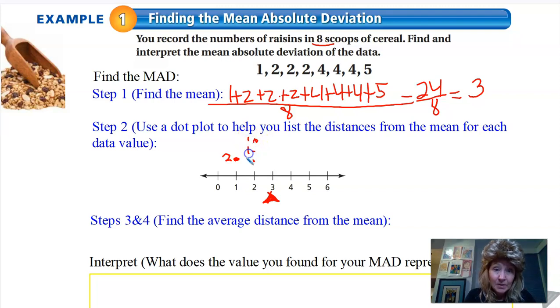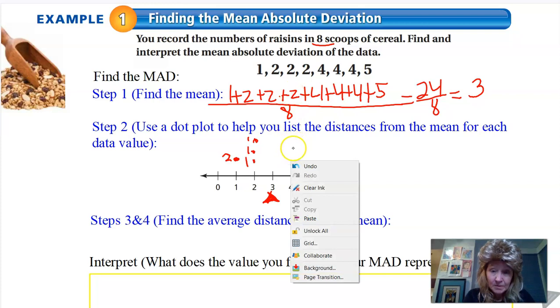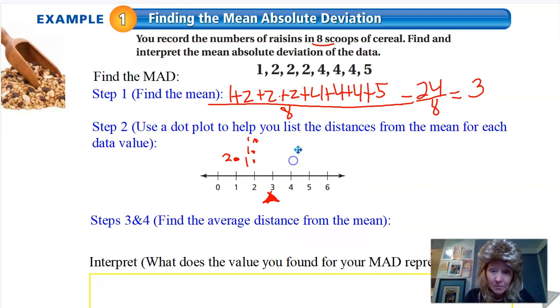So I've got a 1, and a 1. And then the next one I have is three 4's. So I've got a 4, 4, and 4. And how far away is 4 from 3? Remember, distance is always positive. So it's on the right-hand side, but it's still 1 space away. So I've got a 1, and a 1. And then I have a 5, and the 5 is 2 spaces away.